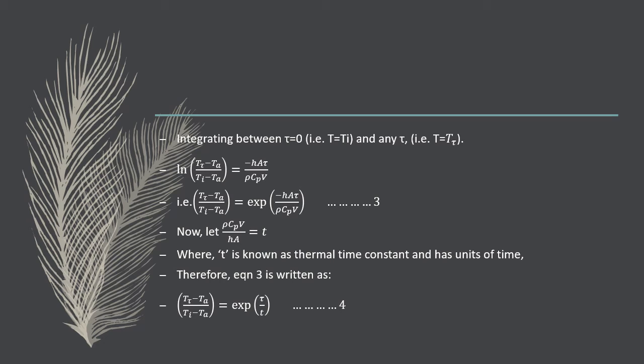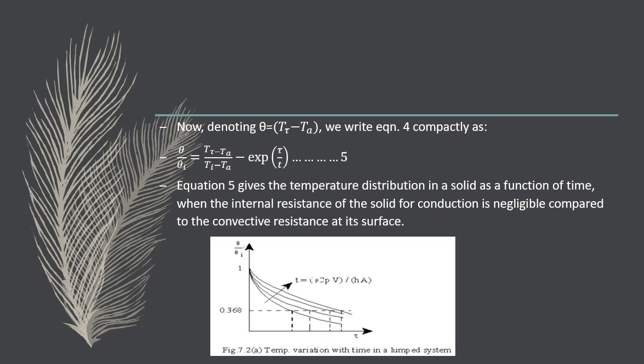Therefore, equation 3 is written as (T(tau) minus Ta) by (Ti minus Ta) is equal to exponential of tau by T. Now, denoting theta is equal to T(tau) minus Ta, write equation 4 completely as theta by theta i is equal to (T(tau) minus Ta) by (Ti minus Ta) is equal to exponential of minus tau by T.